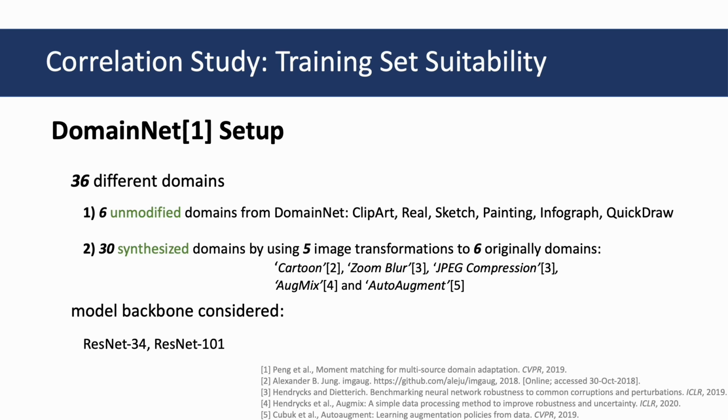The first experiment is a correlation study of the training set suitability. 36 different domains are considered. There are 6 unmodified domains from the original DomainNet, and 30 synthesized domains made by applying 5 different types of image transformations to the 6 original domains of DomainNet. And we include 2 model backbones.